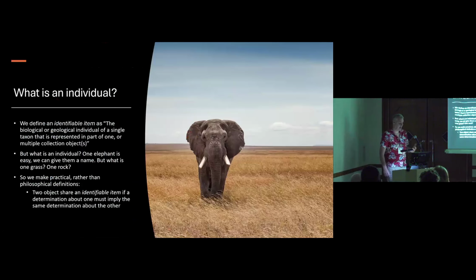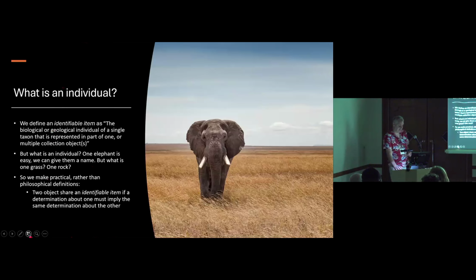So earlier, I defined the identifiable item as the biological or geological individual of a single taxon that is represented in part of one or more collection objects. But what is an individual? An elephant is easy, we can give them a name. But in this photo, what is one grass, one rock? So in our model, we make a practical rather than philosophical definition. Two objects can share an identifiable item if a determination about one must imply the same determination about the other.